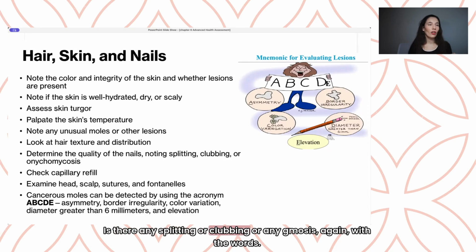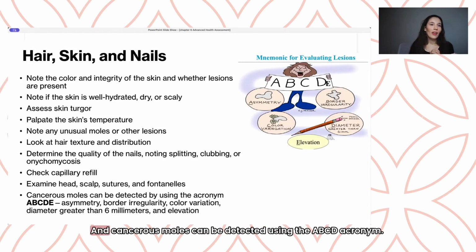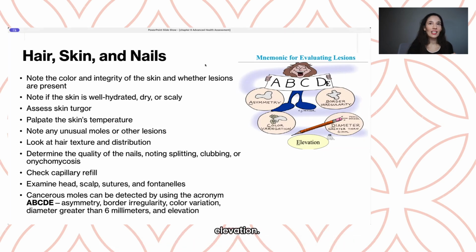Is there any splitting or clubbing or onychosis, again with the words. Check capillary refill. This is basic nursing. Examine the head, scalp, sutures, or fontanelles, depending on the age. And cancerous moles can be detected using the ABCDE acronym. So a mole that has asymmetry, border irregularity, color variation, and a diameter greater than 6 millimeters, and an elevation.